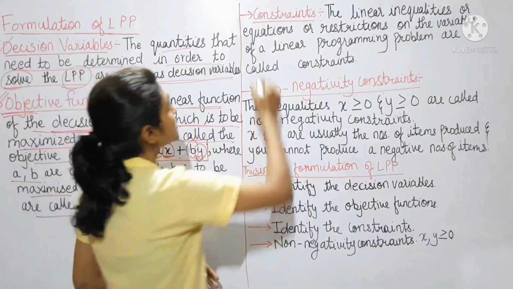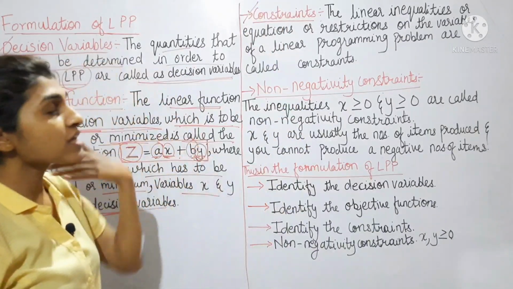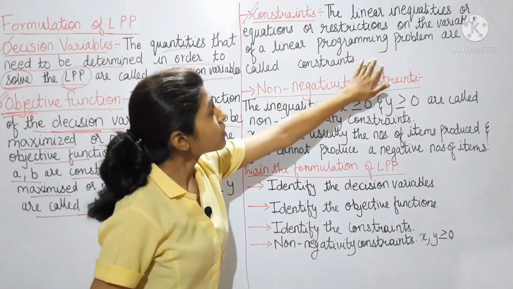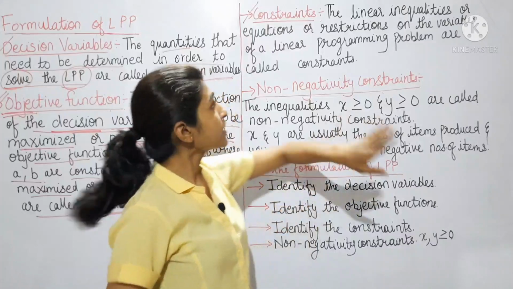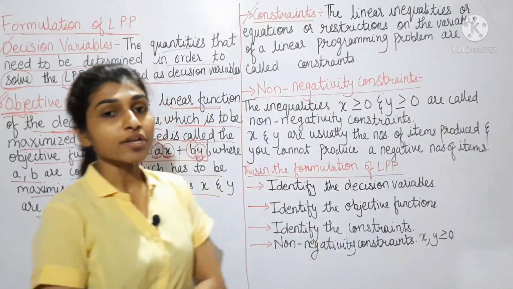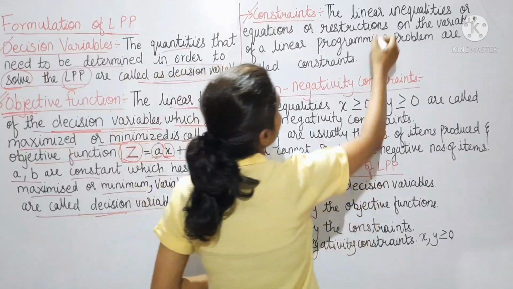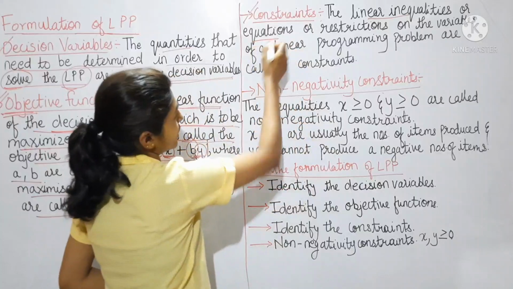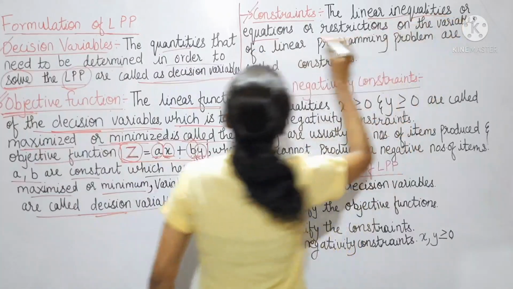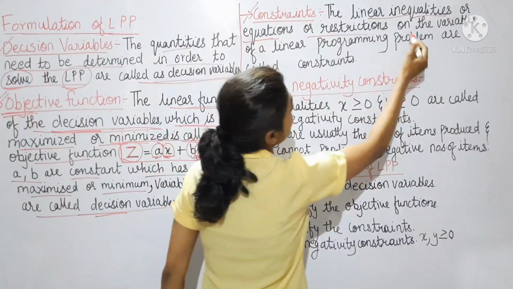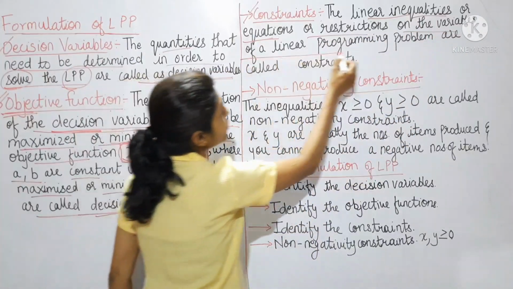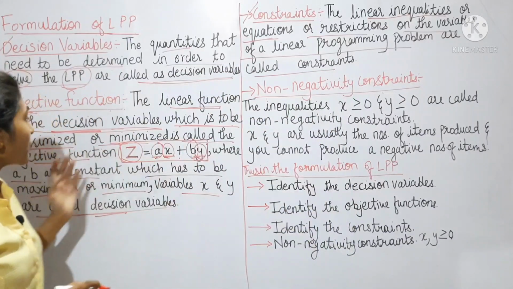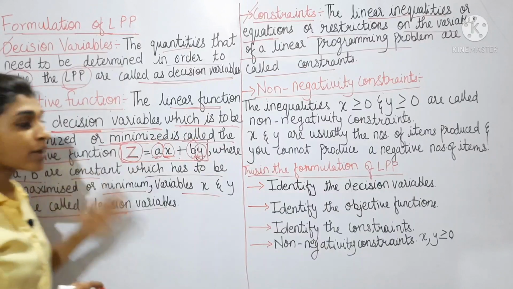Now next we'll see constraints. Constraints are restrictions or limitations. Constraints are the linear inequalities or equations or restrictions on the variables of a linear programming problem. In order to achieve these objective functions, there are many restrictions.